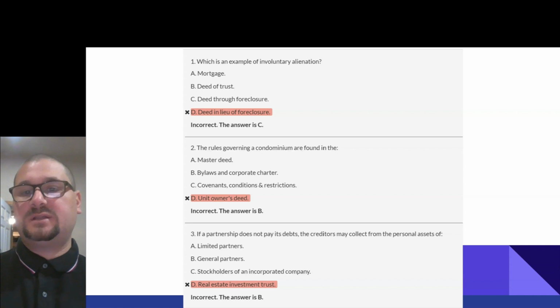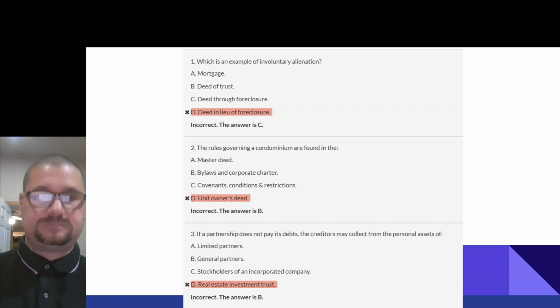So the creditors may collect from the personal assets of general partners. And we're talking about personal assets, right? So limited partners, no. Stockholder of incorporated company, no. Real estate investment trust, no.